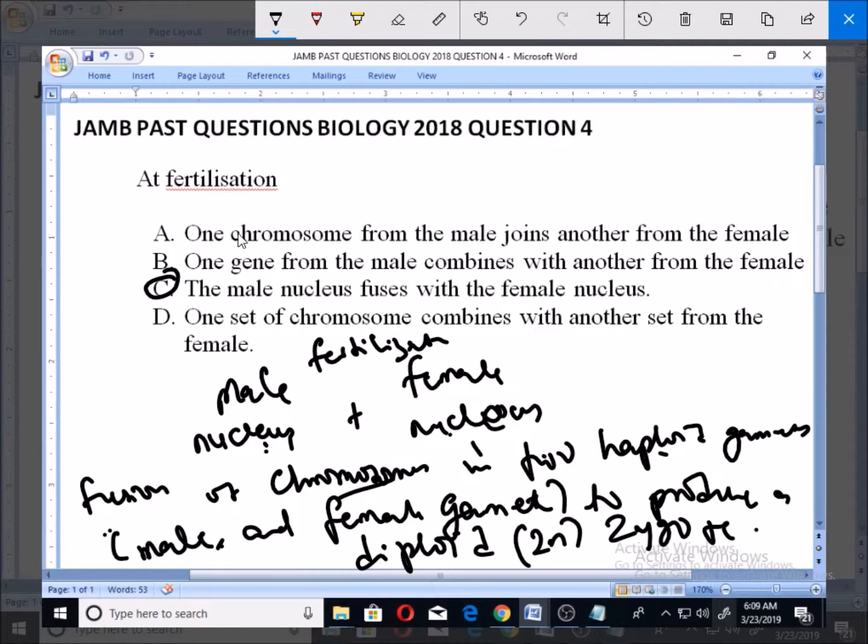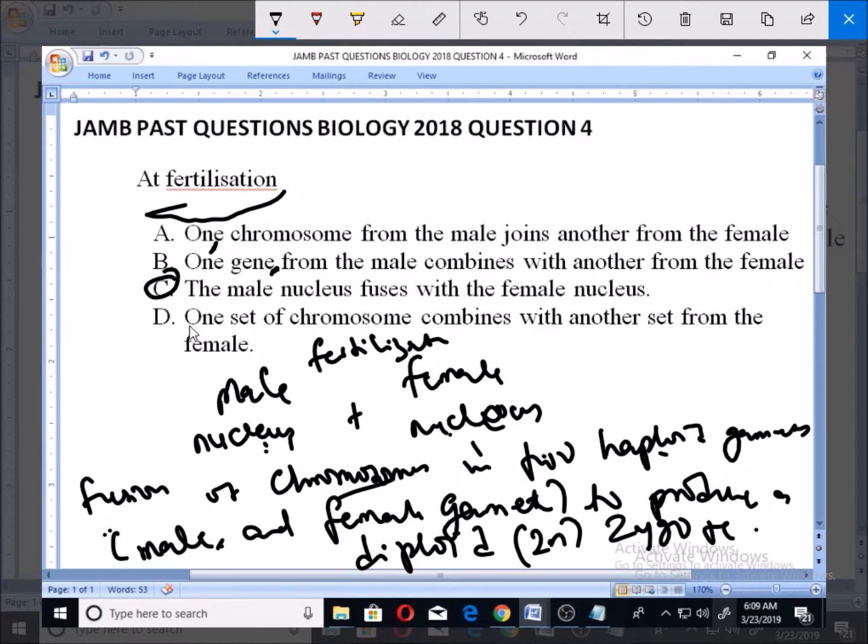Why? Because if you look at A, you also have chromosome, but here we're talking about one chromosome. One chromosome is not what does the fusion, so it cannot be one. This alone takes this out. Now for the second, one gene from the male. When you're talking about gene, you're talking about hereditary. It's not actually reproduction as we are supposed to do in fertilization.